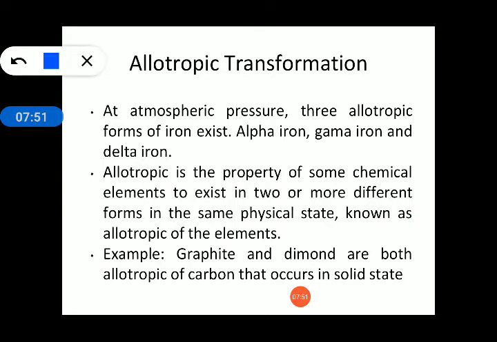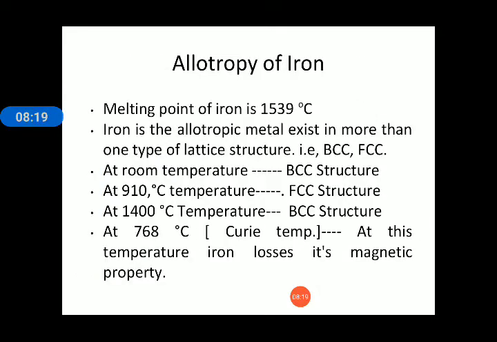Now allotropy is the property of some chemical elements to exist in two or more different forms in the same physical state, known as allotropes of the element. An example of allotropes is graphite and diamond, which are both allotropes of carbon that occur in a solid state.